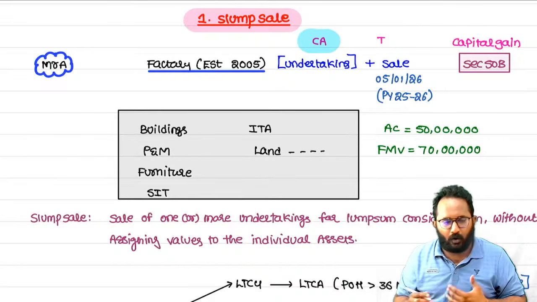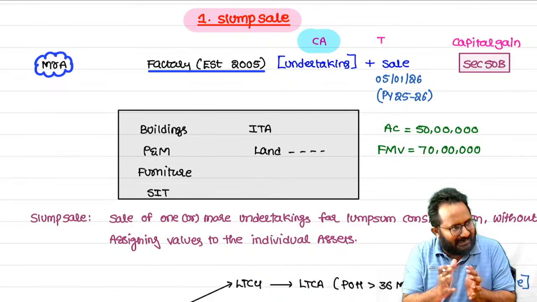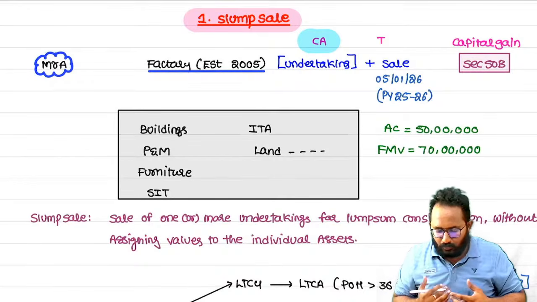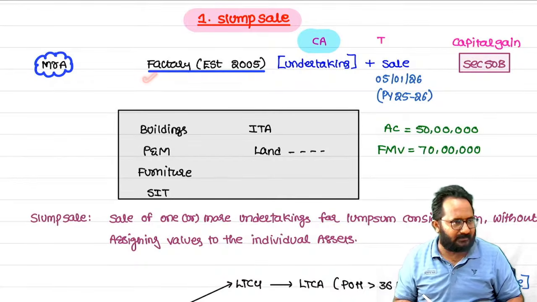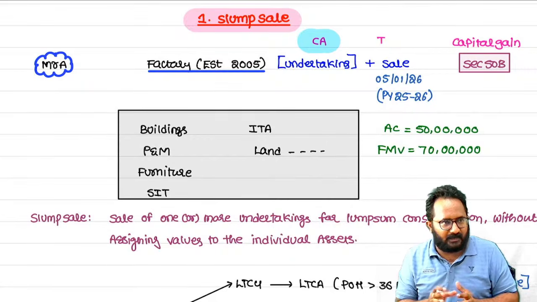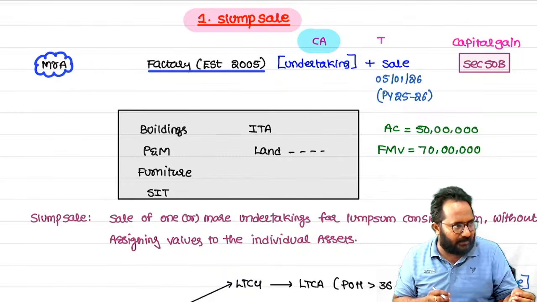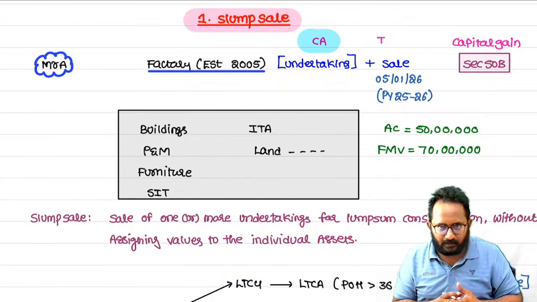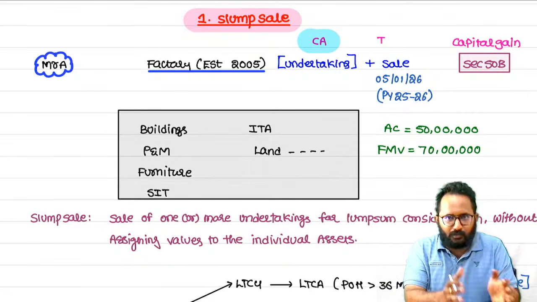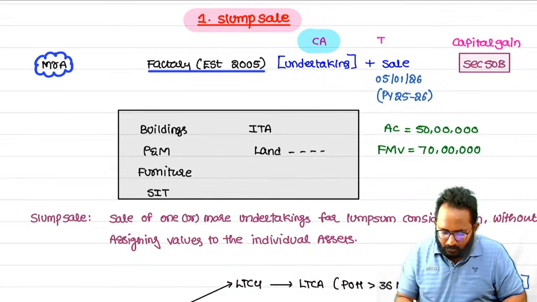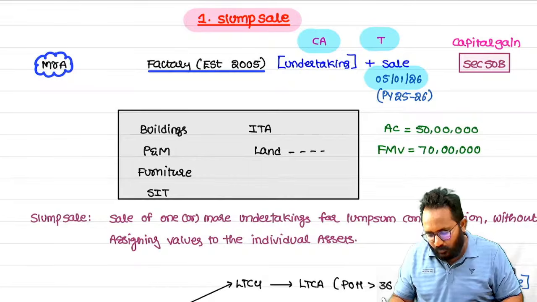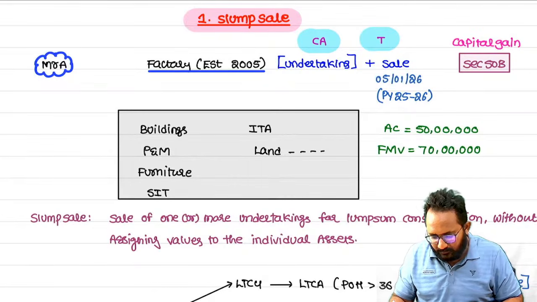So that's why he wants to sell this entire undertaking as an entity to others. Sir, I don't want to sell one building to one person, machinery to one person, land to one person. If I sell individual assets separately, I will not get much consideration. If anyone has an intention to continue the factory business, I will sell the entire unit. Now I have found a buyer. I am transferring this on 5/1/2026. Which year is that?